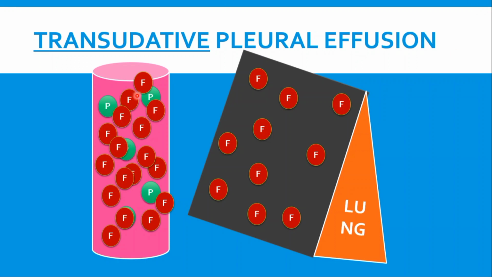30 is to 6. If 6 becomes 3, then 30 will become 15. So the extra fluid will go out, causing pleural effusion. That is how low oncotic pressure causes pleural effusion.